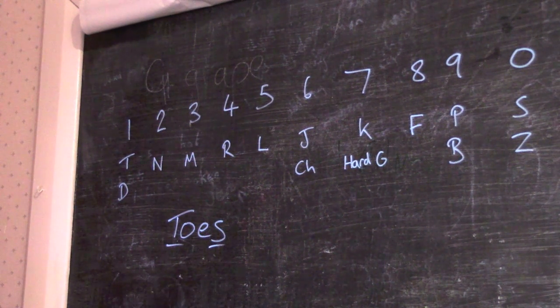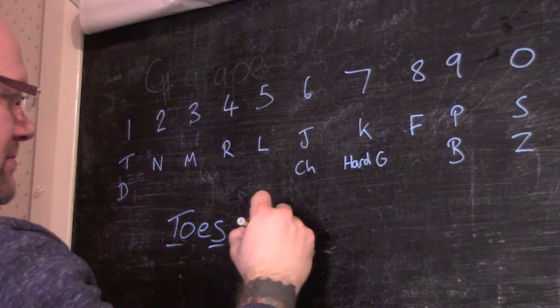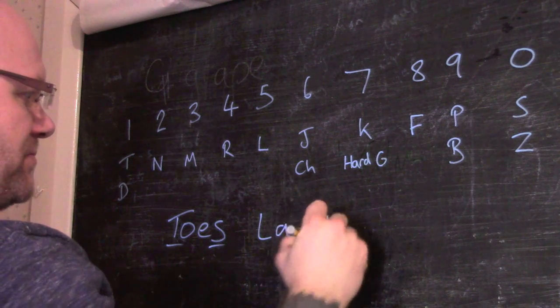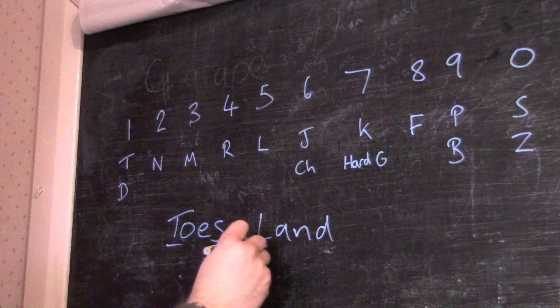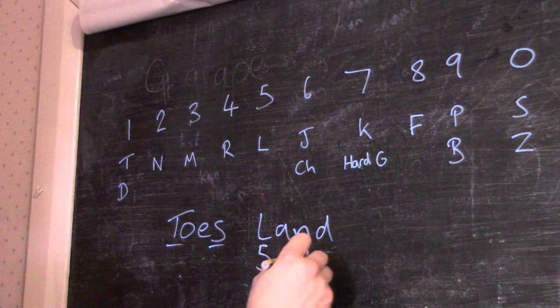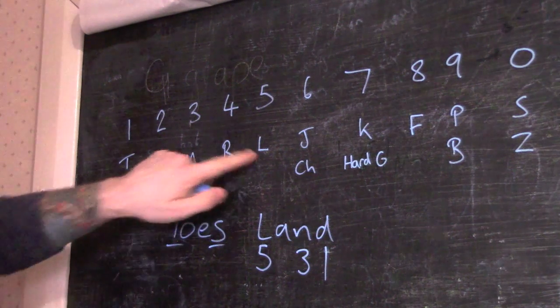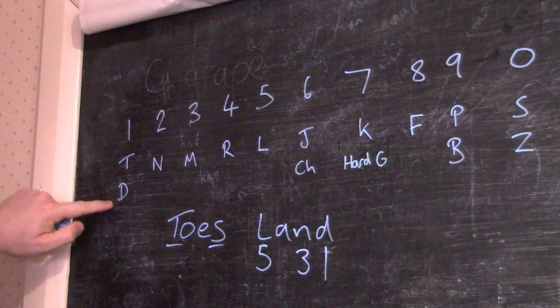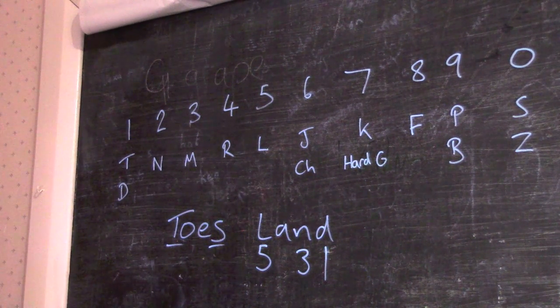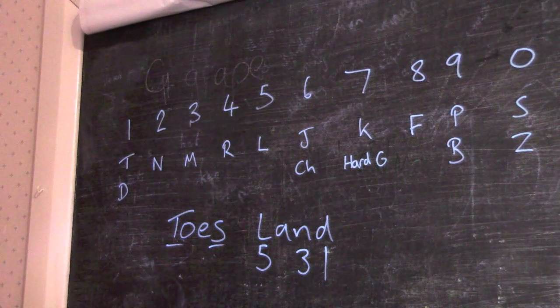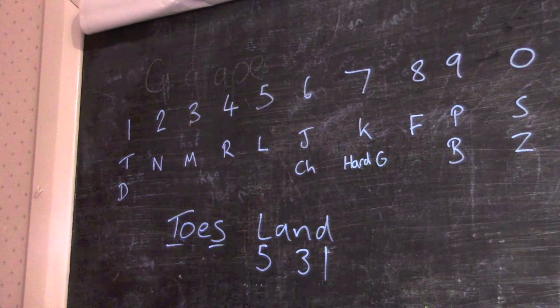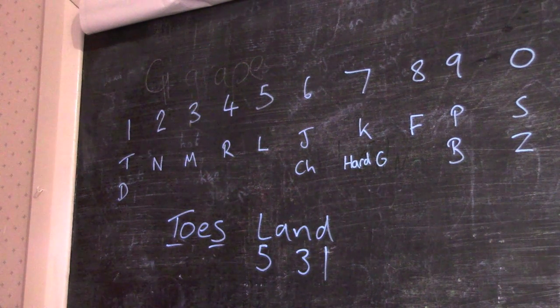If we had the word "land", we've got 5, 3, 1. L, A, N, D. Okay? So this is how we remember sequences of numbers and also numbers.